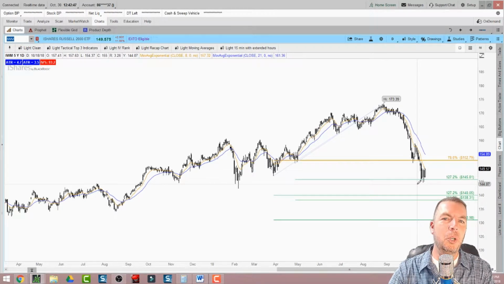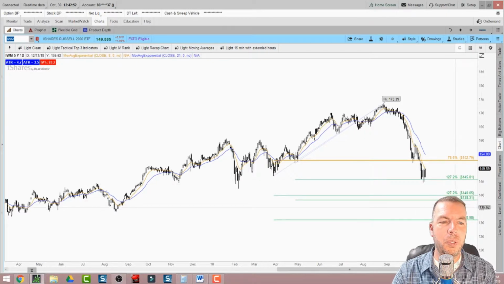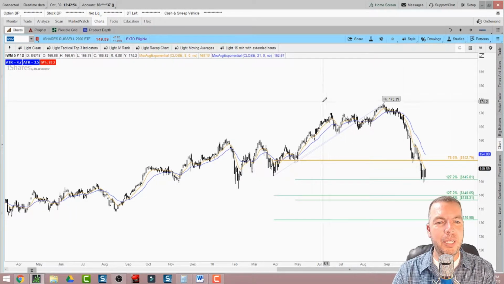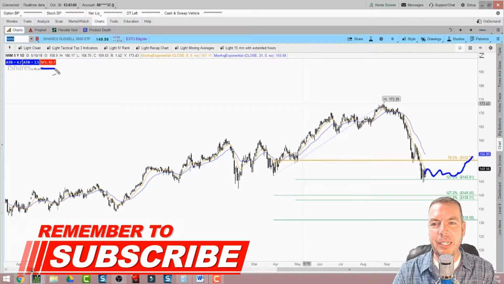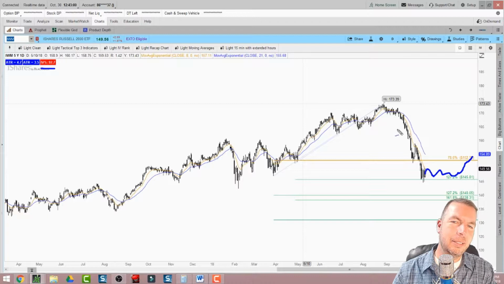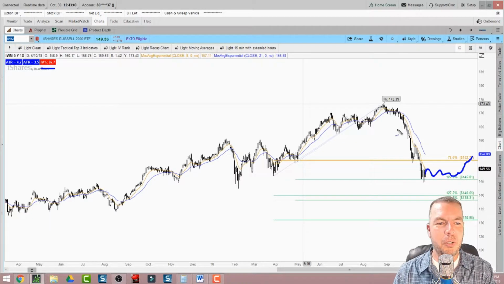Now most moves will terminate or just kind of fade out at the 1272 or the 1618. So what I'm looking at here is, because we're somewhat extended, I want to sell an iron butterfly, looking for the IWM to just kind of sit here and maybe chop along, maybe even try to recover a little bit. Once we start to try to recover, this implied volatility is really going to start to go down, because the fear is going to start getting sucked out of the market, and so we're going to start seeing that implied volatility decrease.